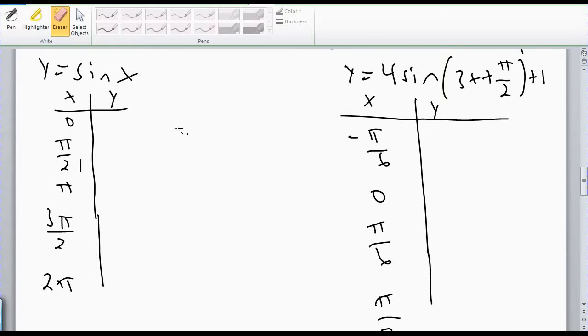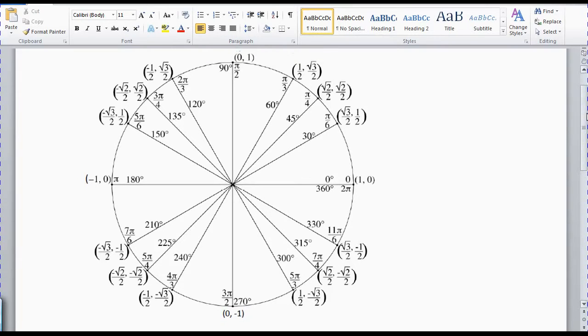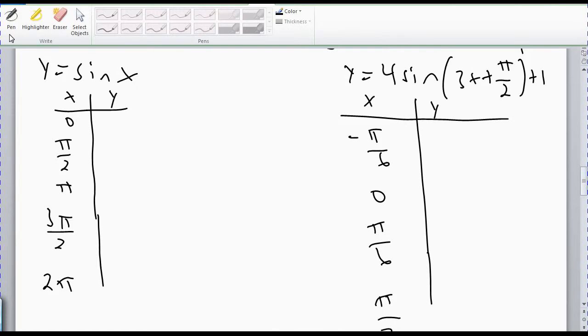Now what I'm going to do is find my y values. Now over here, for regular sine, if I use my unit circle, it's going to be 0, 1, 0, negative 1, 0. 0, 1, 0, negative 1, 0. Now to get my y values over here, I have to use this 4, and then this plus 1.